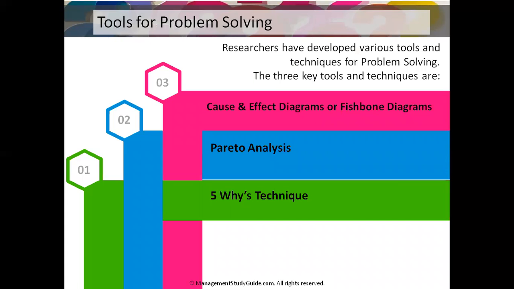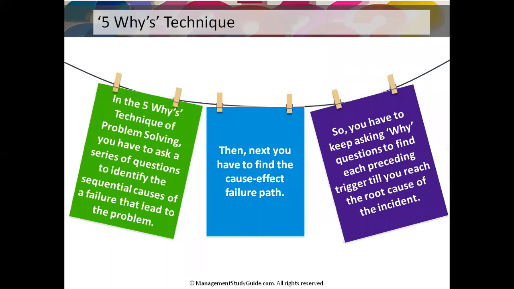So I have the cause and effect diagrams or fishbone diagrams. We have Pareto analysis and we have the 5 whys. So let's look at each of them and what they have to tell us.